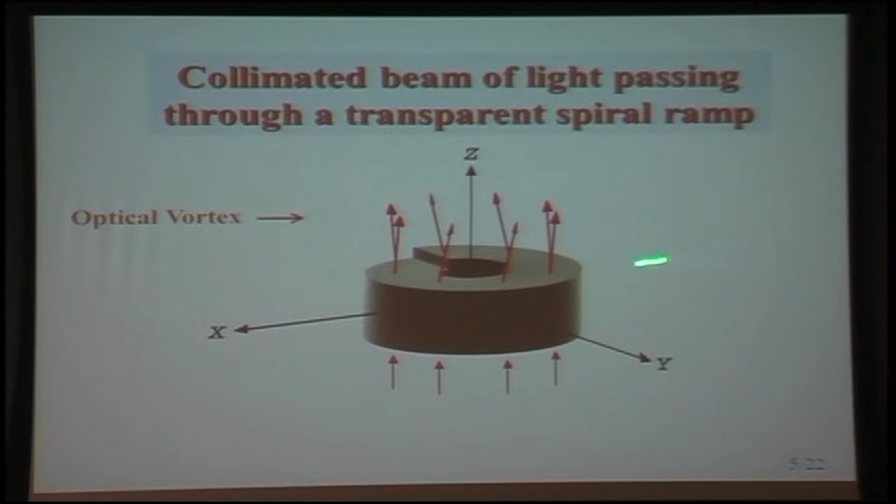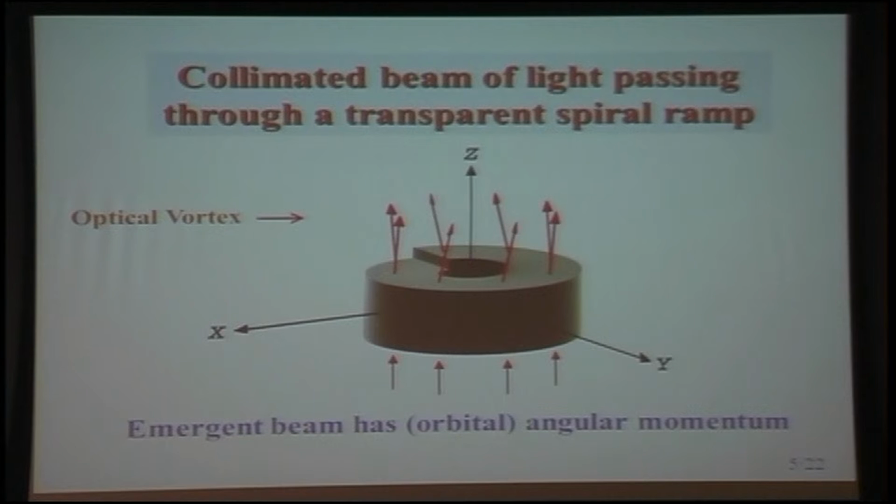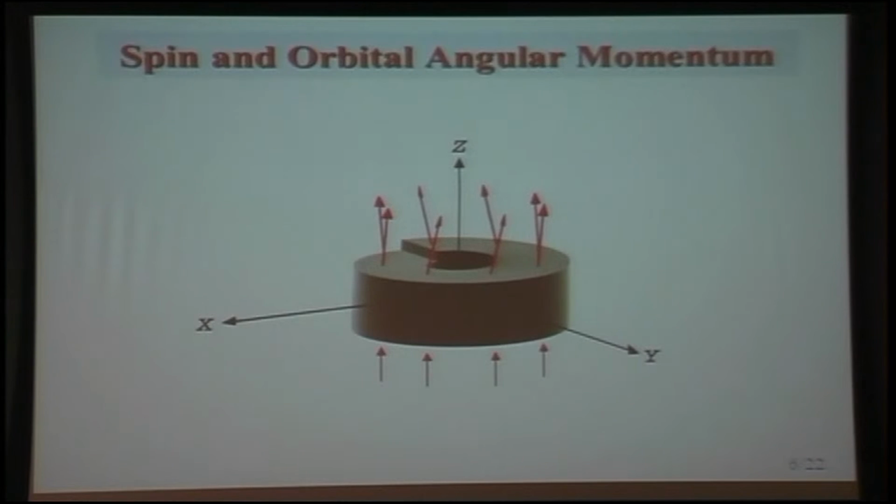And depending on the height of this discontinuity, which could be a 2 pi phase shift or 4 pi or any integer multiple of 2 pi, you can get n h bar of angular momentum per photon, n being the number of 2 pi discontinuities. So again, this angular momentum will be transferred to the cylinder. The cylinder will start rotating in the opposite direction.